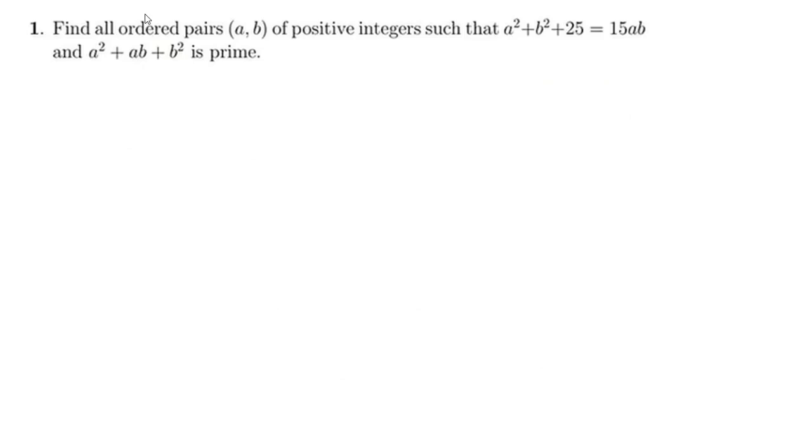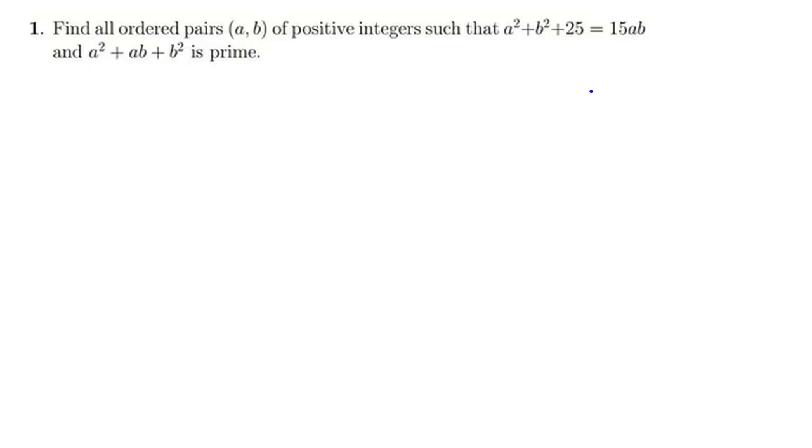The problem says: find all ordered pairs (a, b) of positive integers such that a squared plus b squared plus 25 equals 15ab, and a squared plus ab plus b squared is prime. So first thing when you see this problem, it's good to try to check some small examples. For example, a=1, b=1. Here it doesn't work, because the right side will be 15.